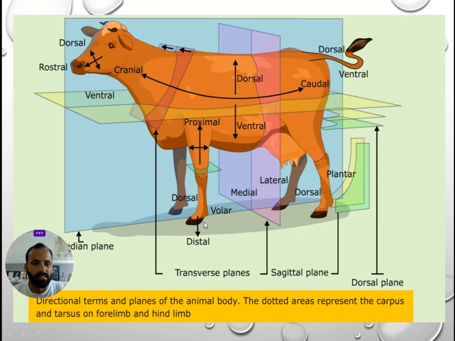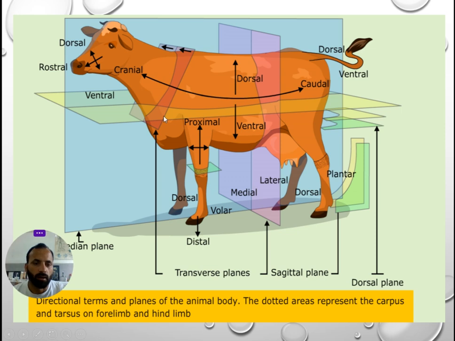Then distal and proximal. We usually use these while describing the limbs and limb bones. We have the proximal and the distal end. Distal is away from the body. The proximal end of a limb bone is towards the body. Dorsal, when applied to the limbs, is the front side of the forelimb and hindlimb in animals. The back side of the manus region is called palmar, and the back side of the pes region is called plantar.